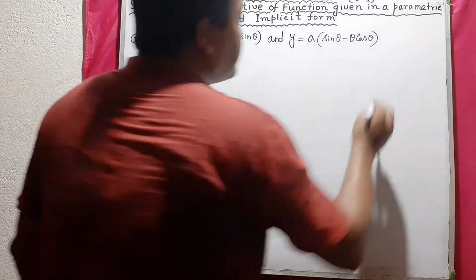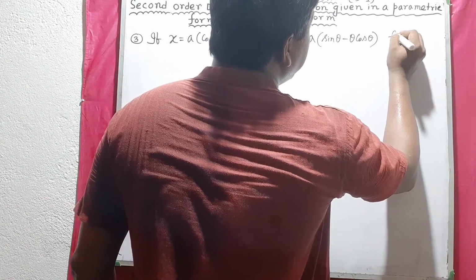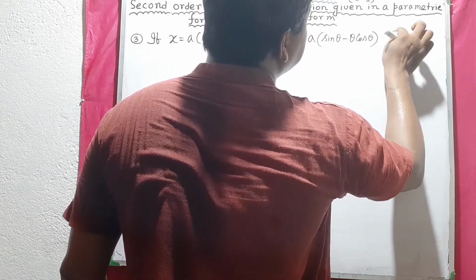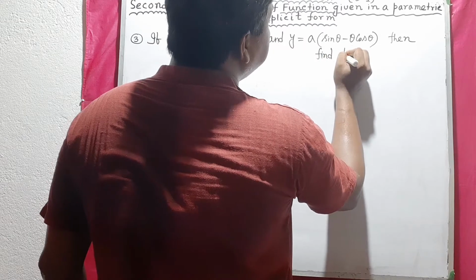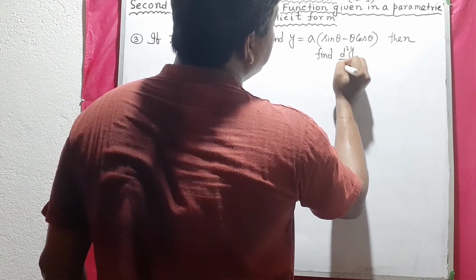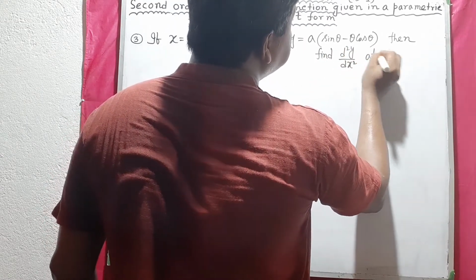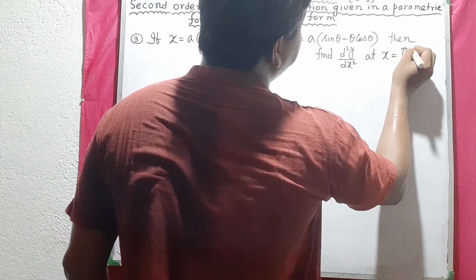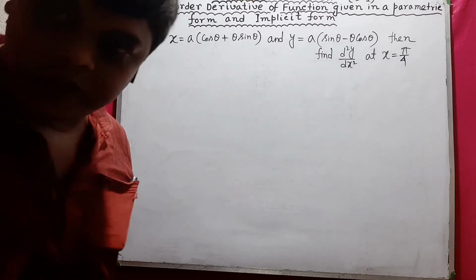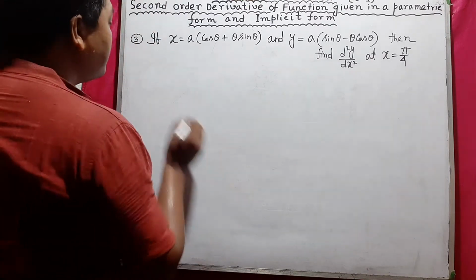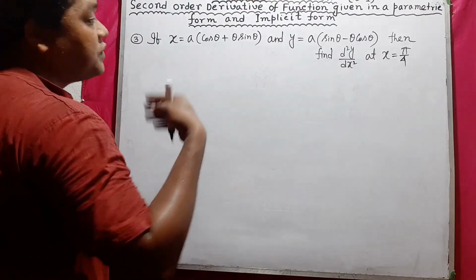Find d2y/dx2, then find d2y/dx2 at x equals pi by 4. So this is the parametric equation of theta.